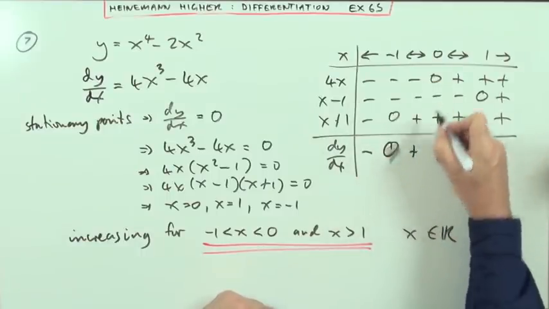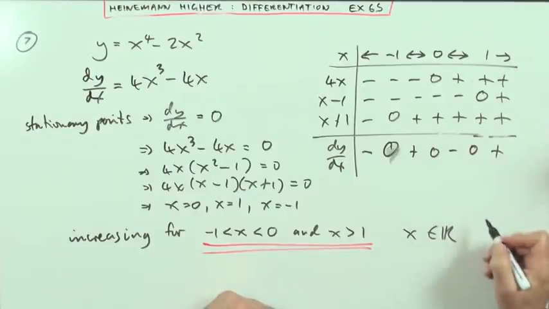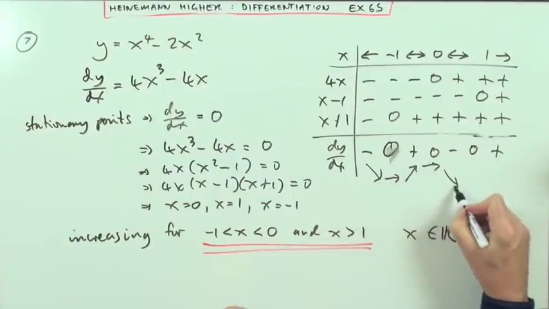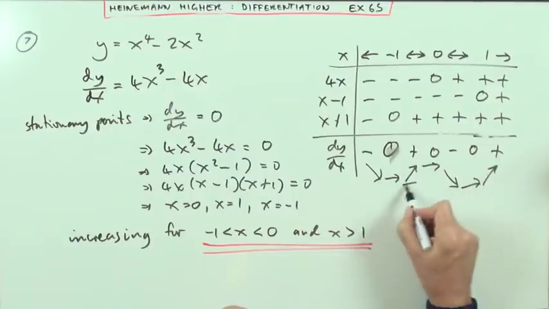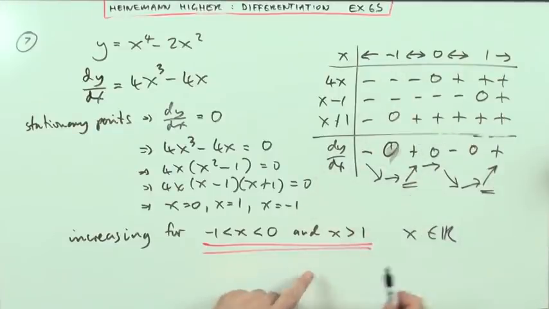0, positive, 0, negative, 0, positive. Same answers again. It's going down, along, up, along, down, along, up, along. So here are the 2 parts between negative 1 and 0 and greater than 1 when it's increasing.